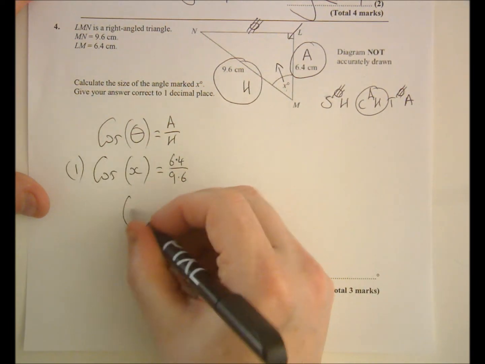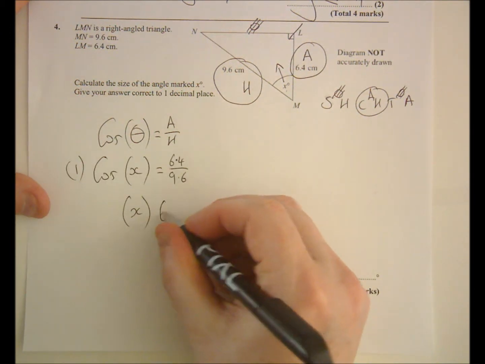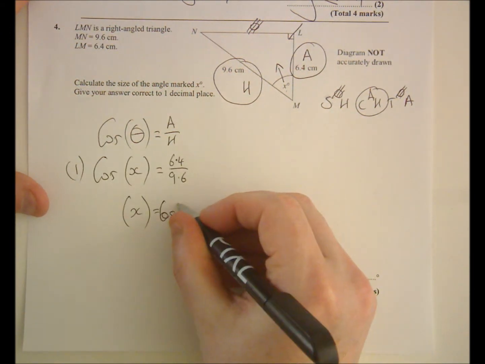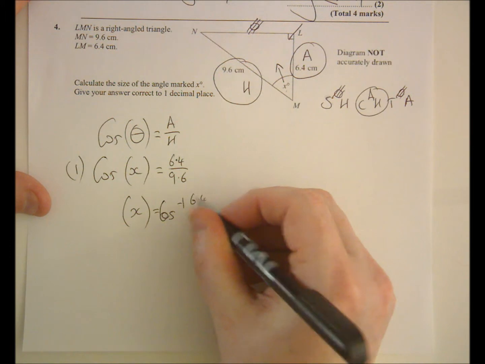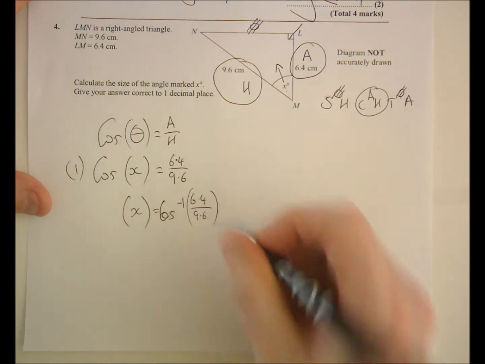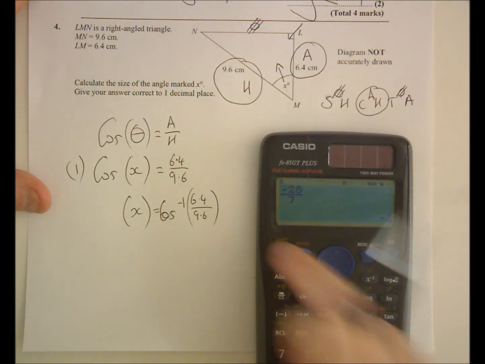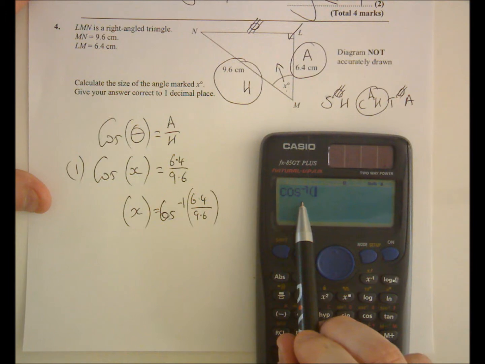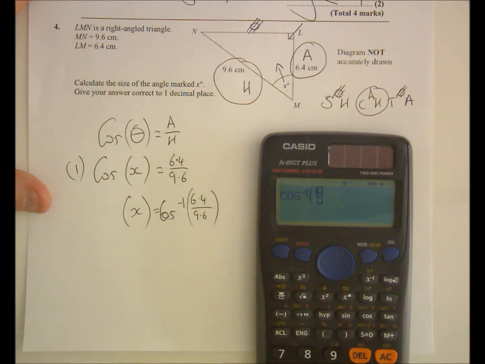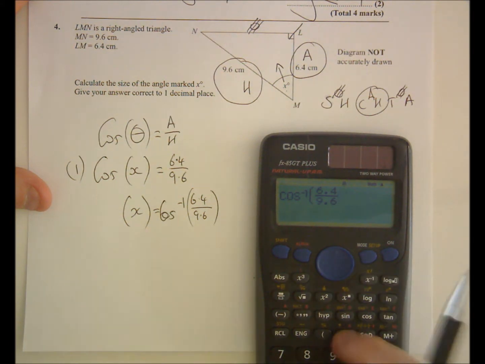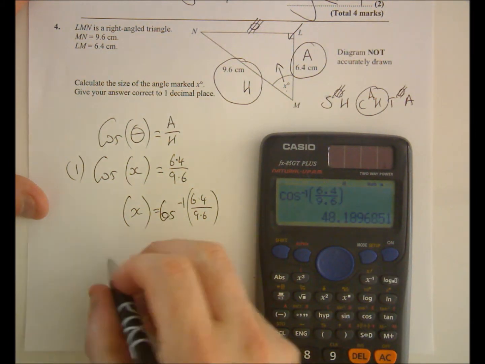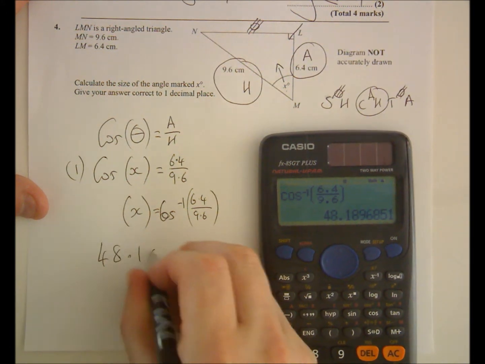Our second mark is for showing that the cosine needs to be moved to the other side of the equation and becomes cosine to the minus 1, also known as the inverse cosine function. To get that function on your calculator, you press shift and cosine to get the cos to the minus 1. Pressing your fraction key there, you can now put the 6.4 for the adjacent, the 9.6 for the hypotenuse, navigate out, close your bracket, press equals, and write your full calculator display.